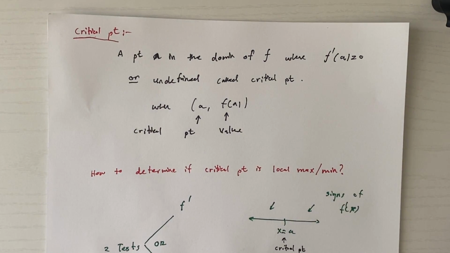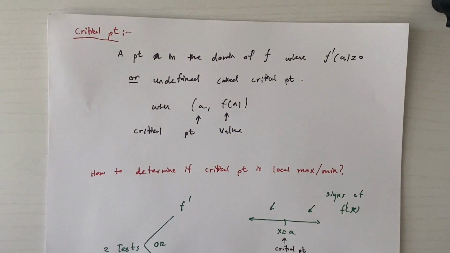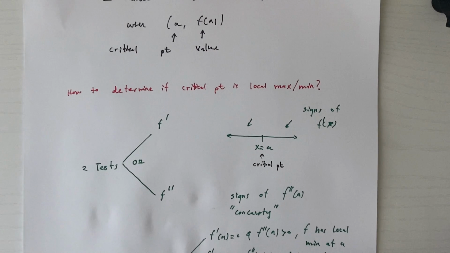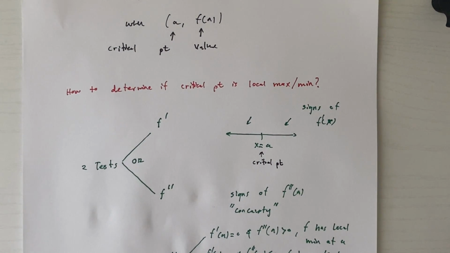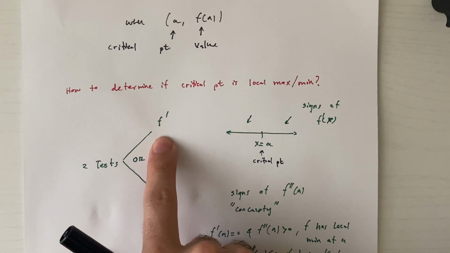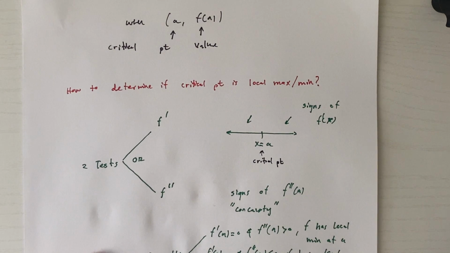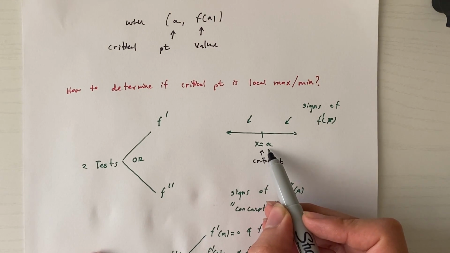So now if we have a critical point, we want to determine how we can tell if it's a local maximum or a local minimum. There are two tests. We can do either test. The first test is called the first derivative test, and the second test is called the second derivative test. For the first derivative test, we take the first derivative and set it equal to 0 or find where it's undefined, and then we will find a point. That point is called a critical point. So in this case, x is equal to a, where a is the critical point.